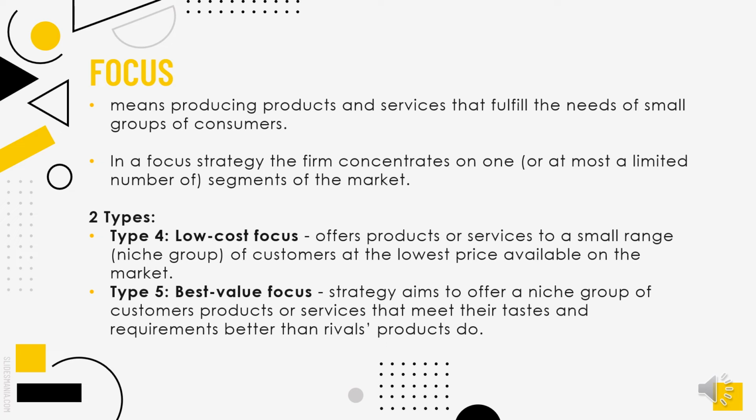Okay, so both these types, the type 4 and type 5 focus strategies, target a small market. However, the difference is that type 4 strategies offer products or services to a niche group at the lowest price, whereas type 5 offers products or services to a niche group at higher prices but loaded with features, so the offerings are perceived as the best value.